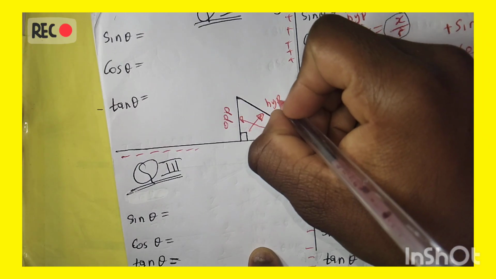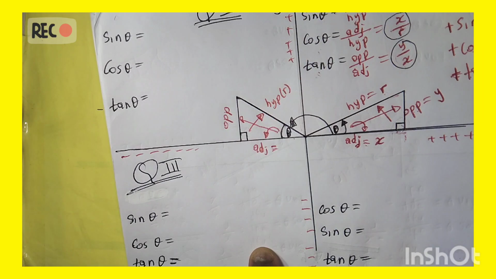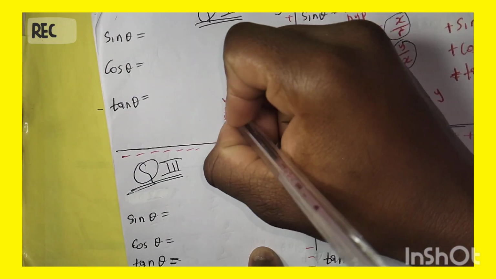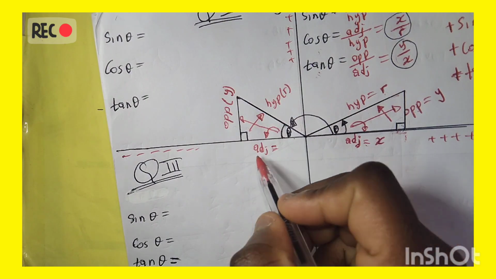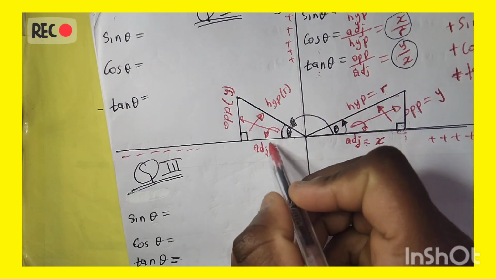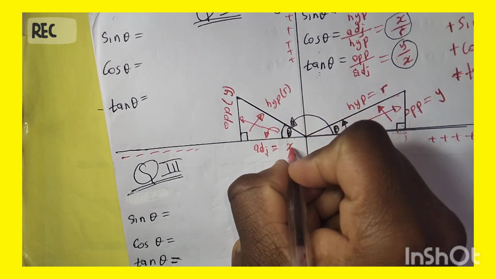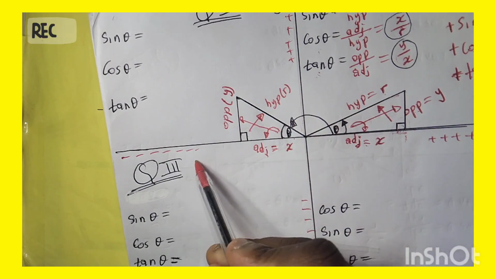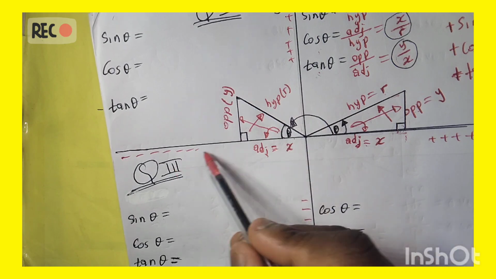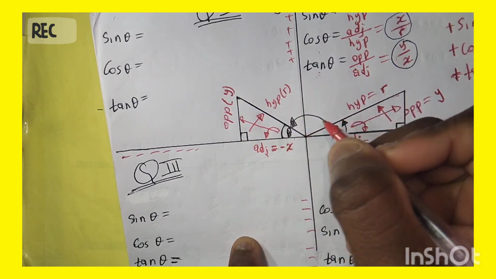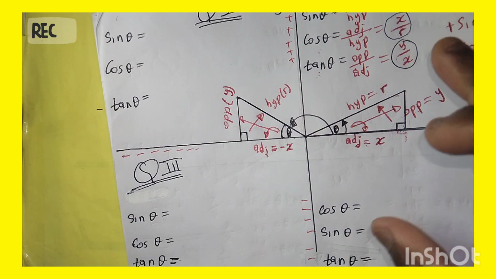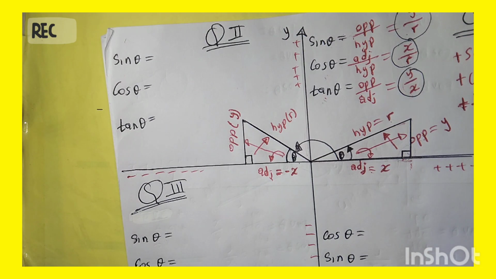Our hypotenuse will be represented by R all the time. Opposite will be represented by Y all the time. Then our adjacent will be represented by X. But according to this value here, our X value is negative. It's on the negative side, meaning X is negative. Do you see? So now I have identified everything.